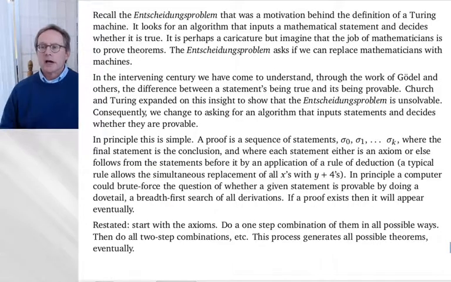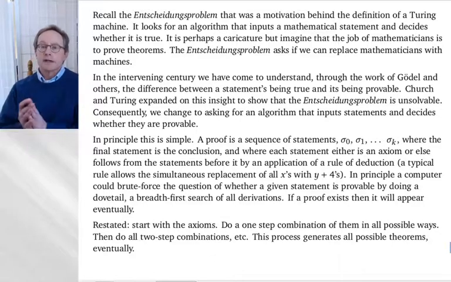So recall the Entscheidungsproblem, that was a motivation behind the definition of the Turing machine from the first page in the book. It looks for an algorithm that inputs a mathematical statement and decides whether the statement is true. Now, maybe it's a caricature, but imagine that the job of mathematicians is to prove theorems. Then what the Entscheidungsproblem asks is if we can replace mathematicians with machines.